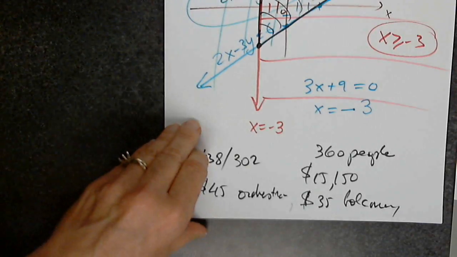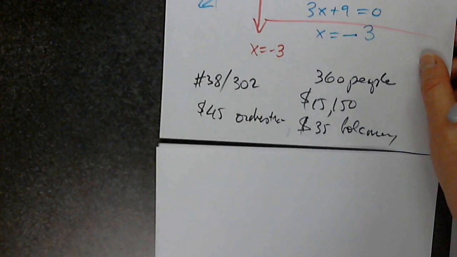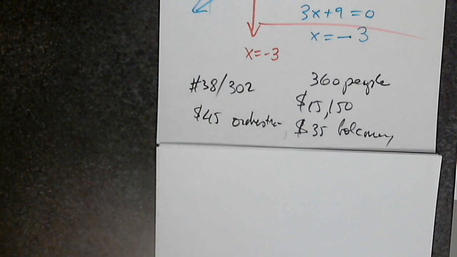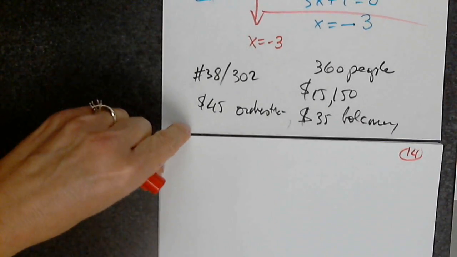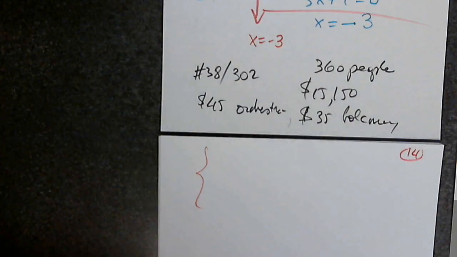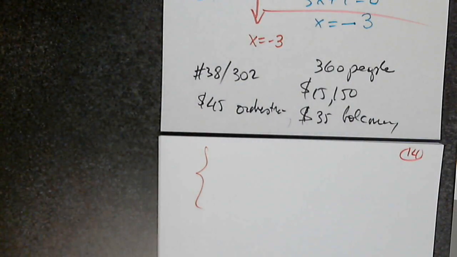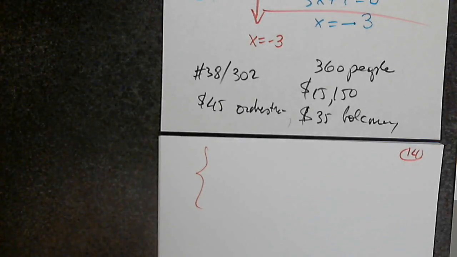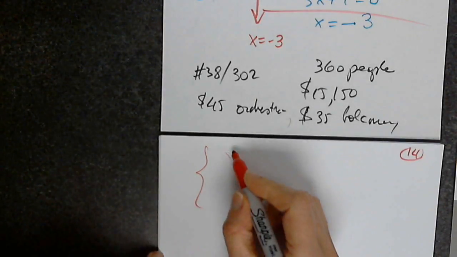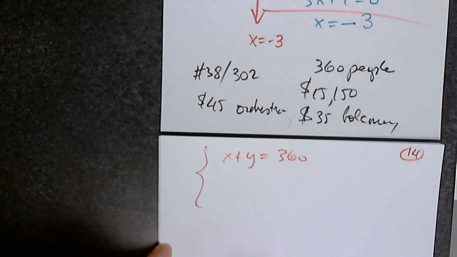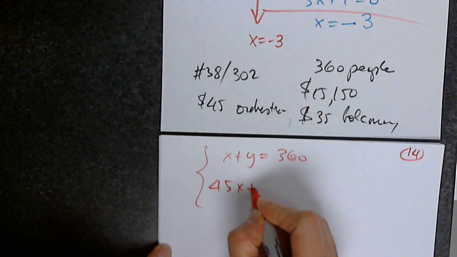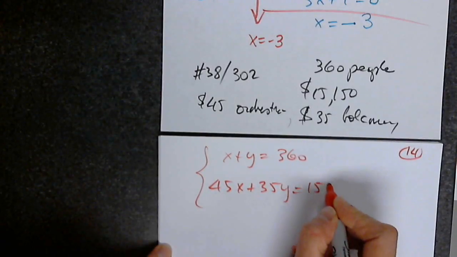Okay, so what do I write? How many variables do we have here? 2 variables, which means that you are going to come up with how many equations? 2. Okay, so please give me 2 equations. X plus y equals 360. Awesome. And 45x plus 35y equals 15,150.